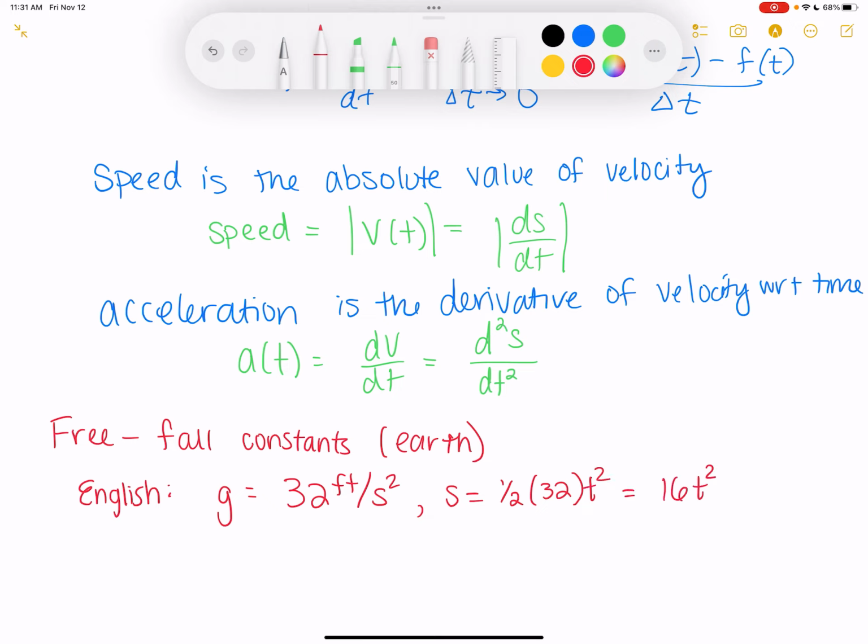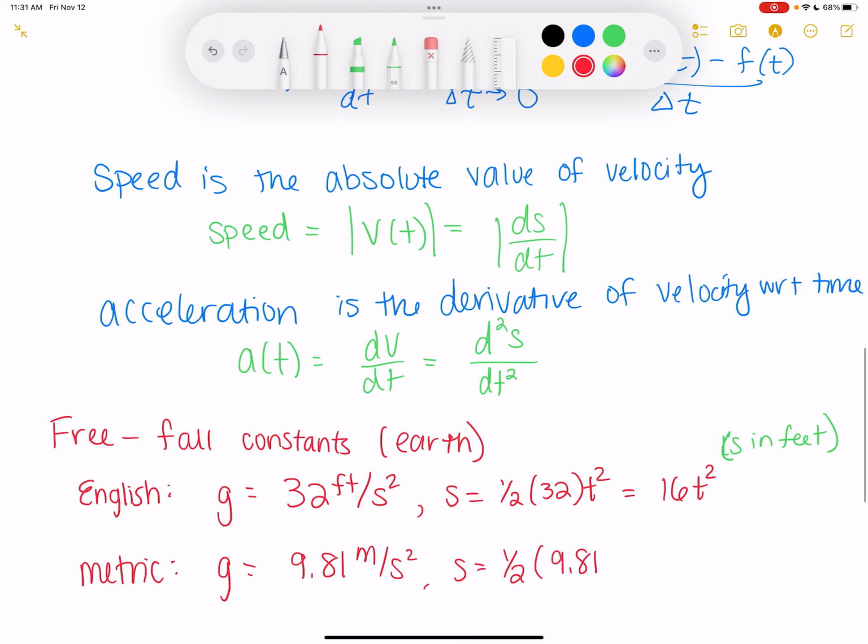And then if we went to metric, like we would in physics, g is equal to 9.81 meters per second squared. s is equal to 1/2 times 9.81 times t squared, which is just going to give us, the book's going to say, 4.9 t squared with s in meters for this one.